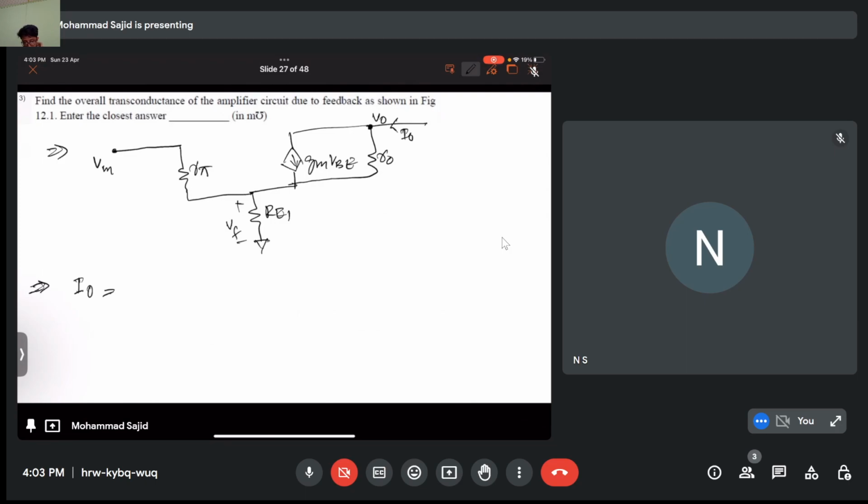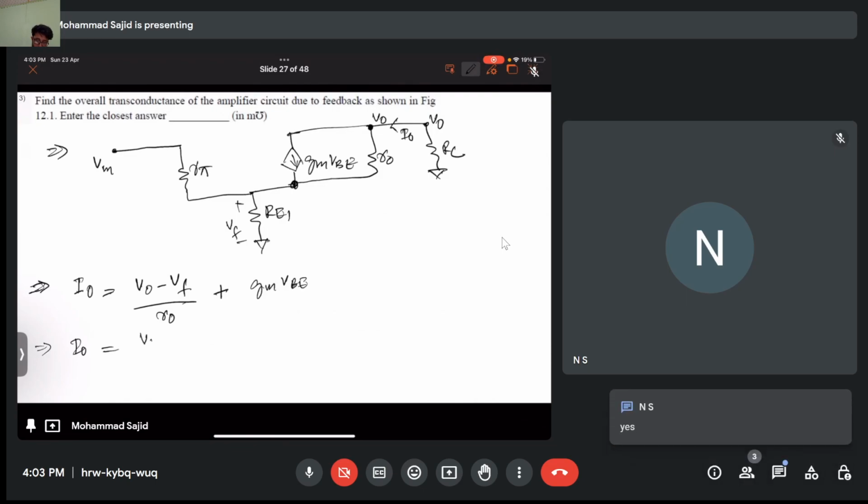and here it is RC. This is V naught. So I naught will be equivalent to, what is the current flowing from this node to this node? V naught minus Vf divided by R naught, right? Plus we have Gm VBE, correct? My I naught will be V naught minus Vf by R naught plus Gm.